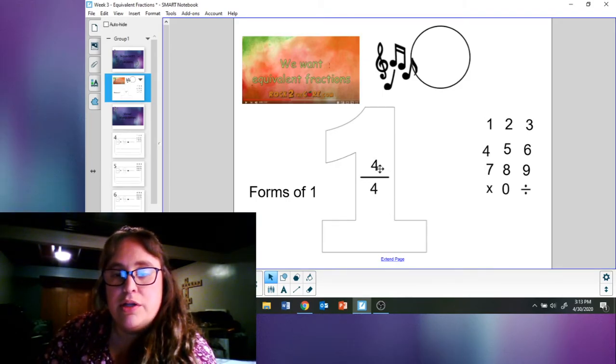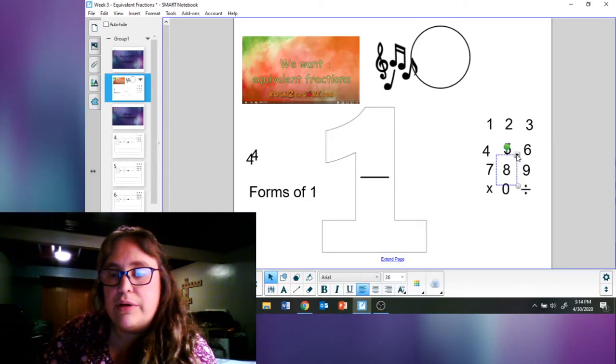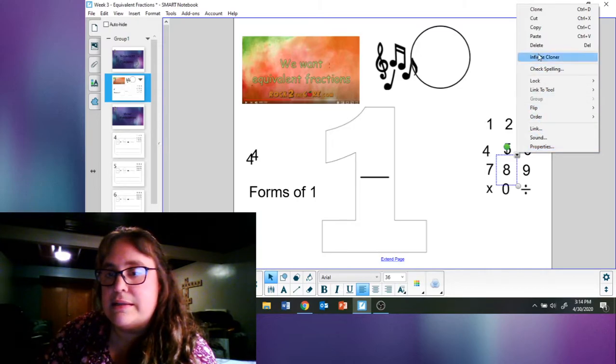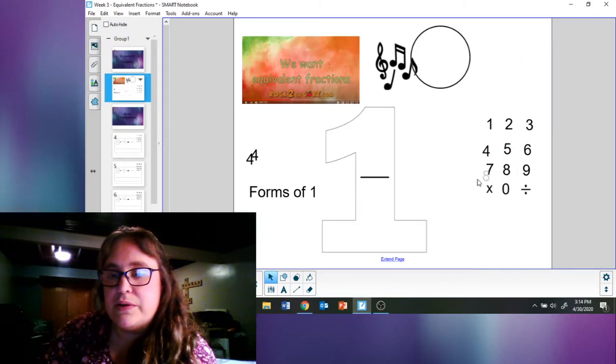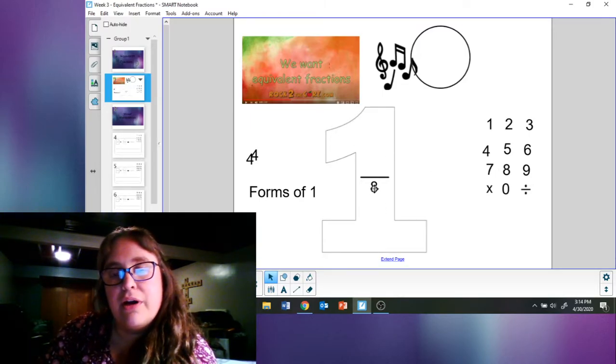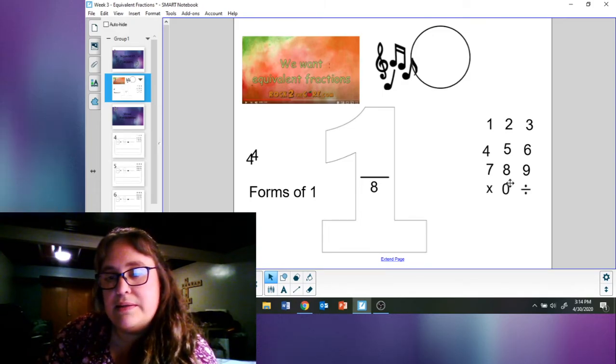You ate 4. So 4 over 4 is a form of 1 because you ate the whole thing. Let's try another one. Let's say you still have that cookie, and this time you're going to cut it into 8 pieces. Pieces are a little bit smaller this time. So this is what you're copying down onto your piece of paper.